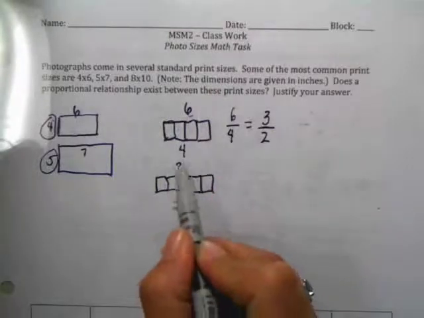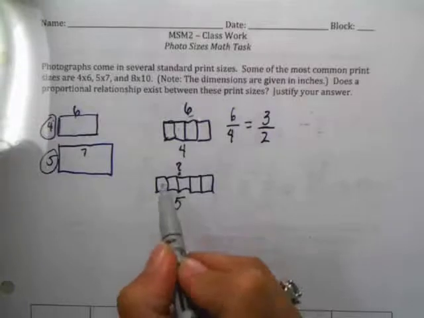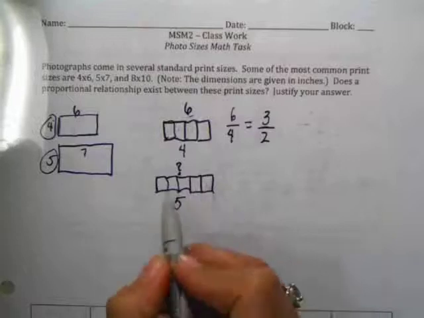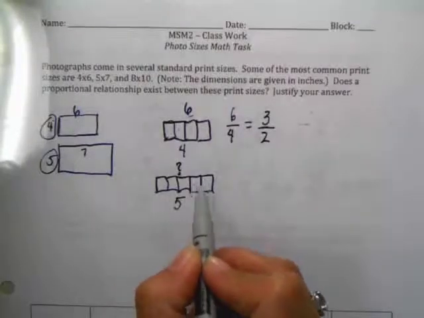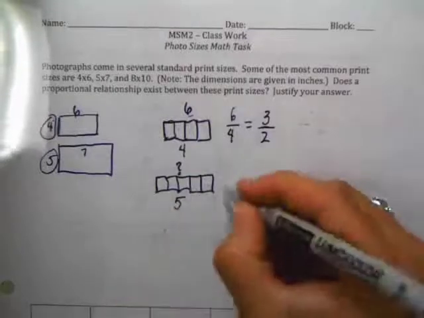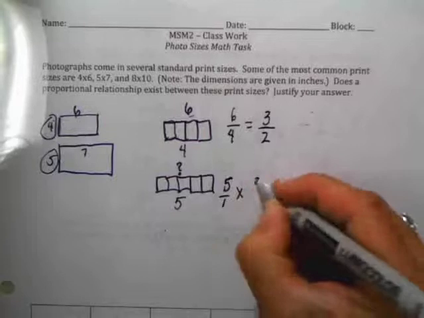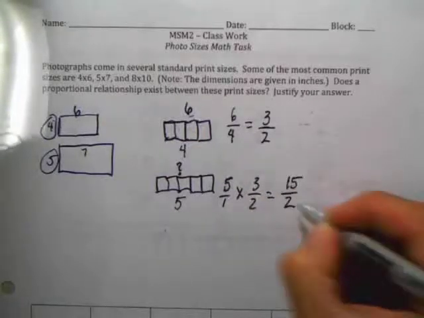Now we don't know how much this total measurement is. Let's just pretend we don't. But we know that each one of these is 3 halves. So we can either add them, 3 halves plus 3 halves plus 3 halves plus 3 halves plus 3 halves, or we can take 5 boxes, multiply 5 over 1 times 3 over 2, and that's going to give us 15 over 2.